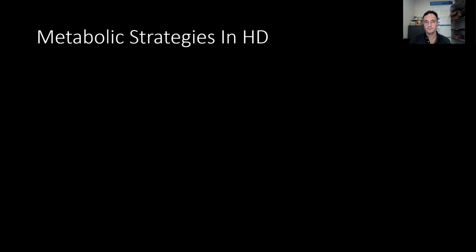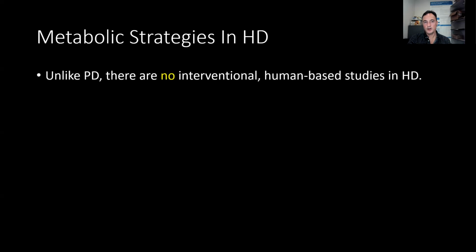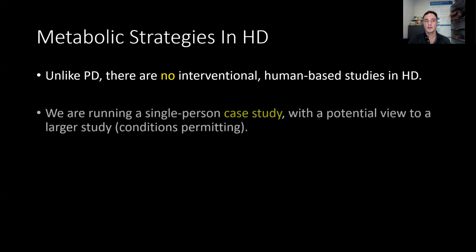So again, fairly encouraging. All right, what about Huntington's? So unlike Parkinson's, there are no interventional human-based studies in Huntington's. Again, there are animal studies, but I'm not going to talk about them. We are currently running a single-person case study. This would, I guess, be the first case to my knowledge in the world of a person with Huntington's on a metabolic strategy. And at some point when conditions permit, with respect to the COVID restrictions and so on, we'd like to do a larger study, but right now it's not the best time.